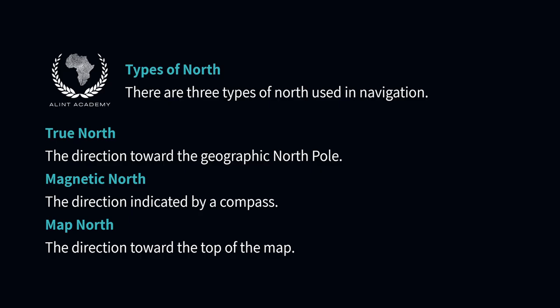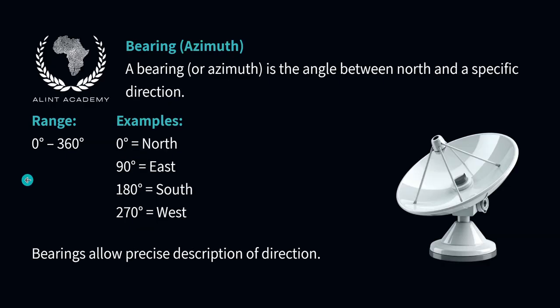Bearing or azimuth. A bearing is the angle between north and a specific direction, measured from 0 degrees to 360 degrees. For example, 0 degrees is north, 90 degrees east, 180 degrees south, and 270 degrees west. Bearings allow us to describe directions precisely.